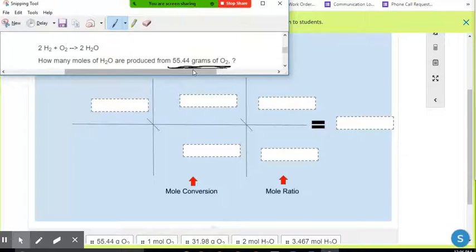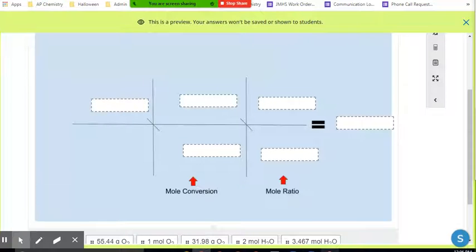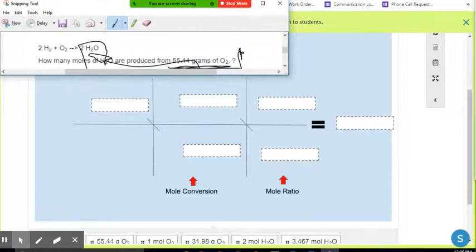That's where we're starting. Oops, hold on. My pen went crazy. There we go. All right, so we're starting right here. We're starting in grams of O2. We're traveling to moles of H2O. All right, so when we go to look down here, what goes into this first box? What number value are we going to pull into that box?